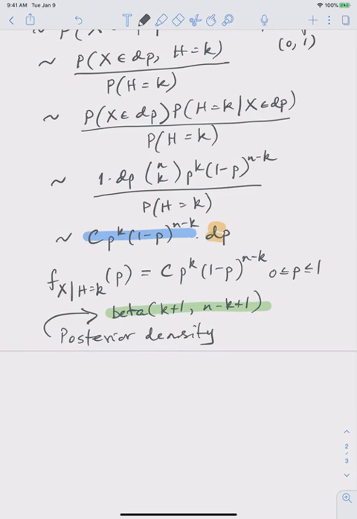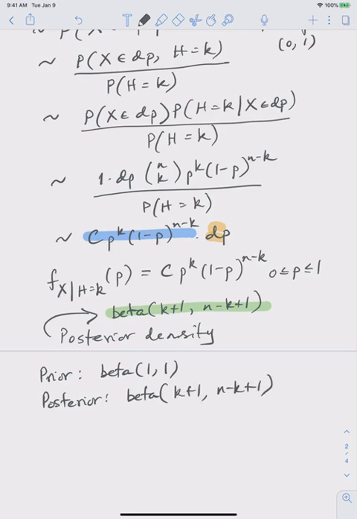And so if we look at our prior, it was the uniform, so it was beta 1, 1. And the posterior is beta k plus 1 and n minus k plus 1. And so let's find all these ones. My prior beta r, s, the r was 1. That 1 has been transferred down to our posterior.